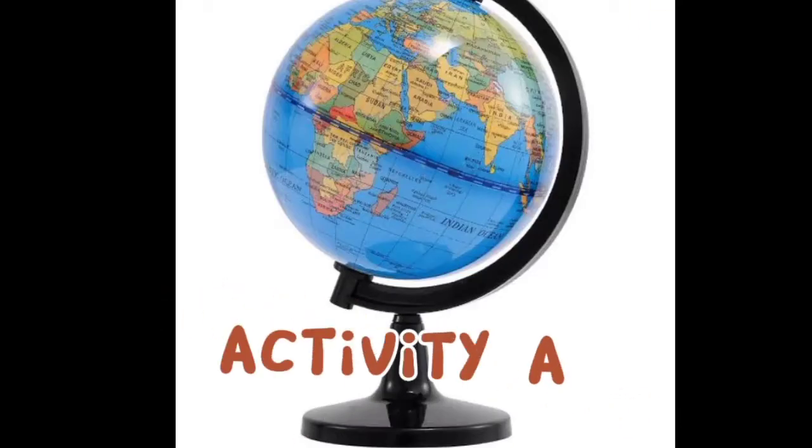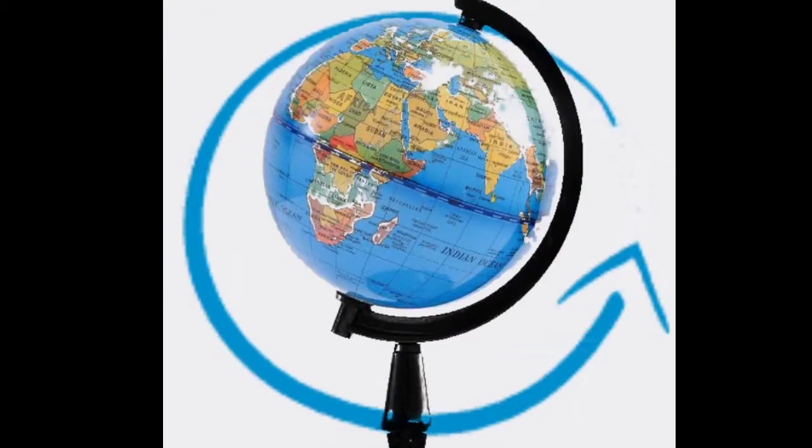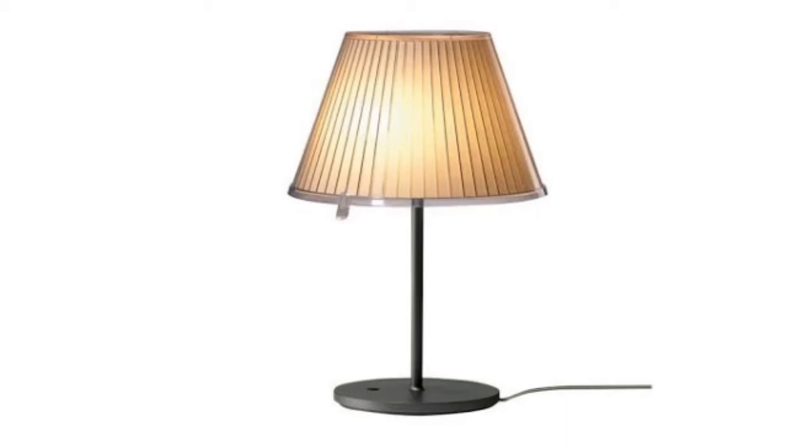Now let us try this activity. Using a model of our Earth, observe while spinning in a counterclockwise direction in front of a lamp or flashlight. Prepare a globe, flashlight or lamp, and chalk. Close the doors and windows, curtains, and turn off the lights inside your room. Turn on your lamp or flashlight. This will serve as the sun.